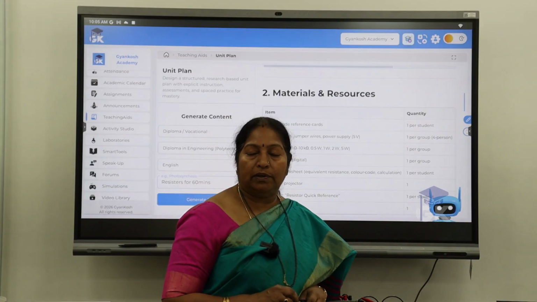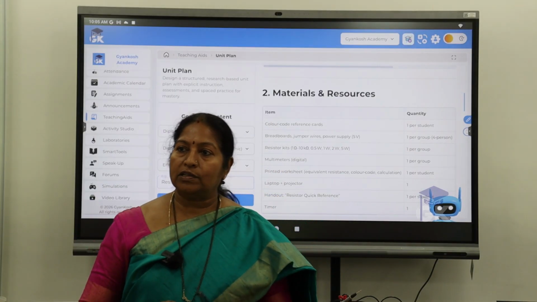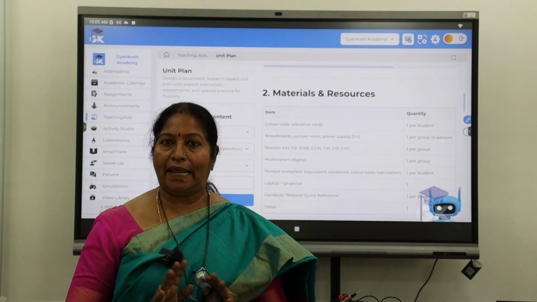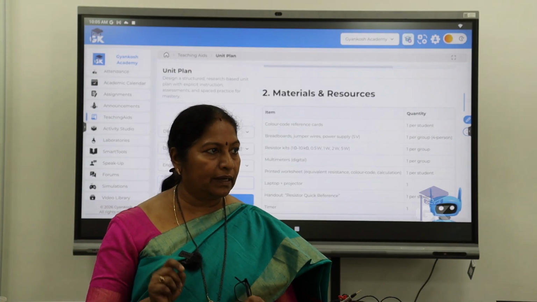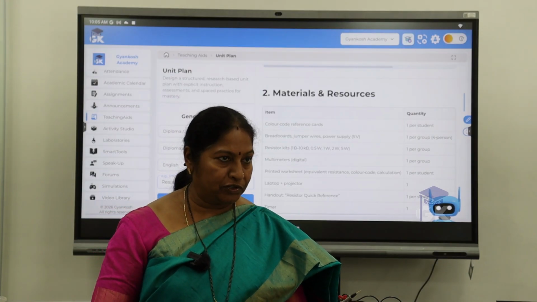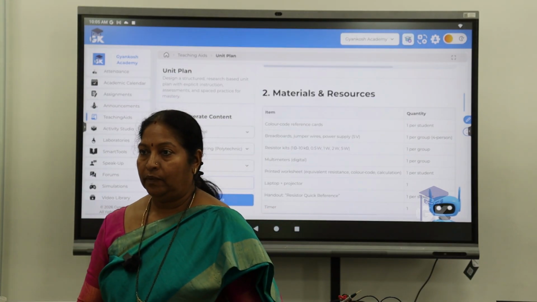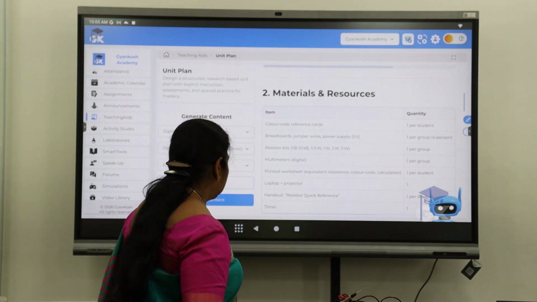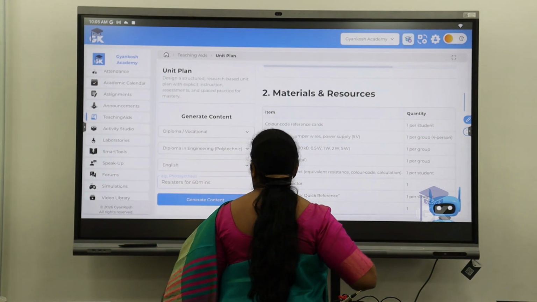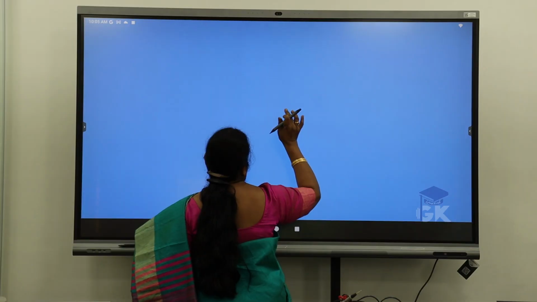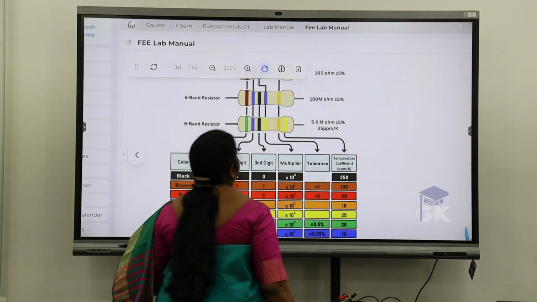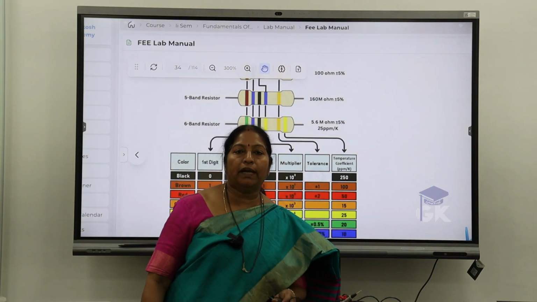So this is how it works, but other resistors you have seen that nothing is written, right? The value is not written on them. How to measure it? By color code. Looking into the color code, we can measure the resistance value. So this is how we can look into that.